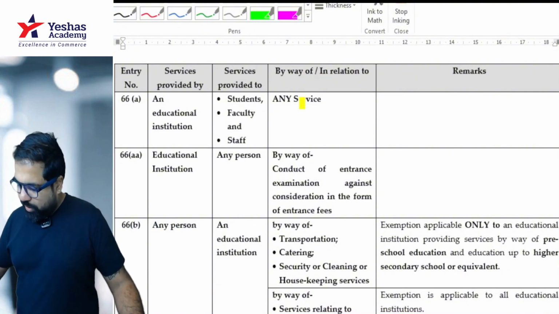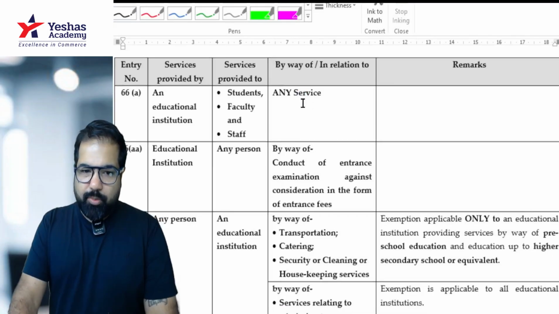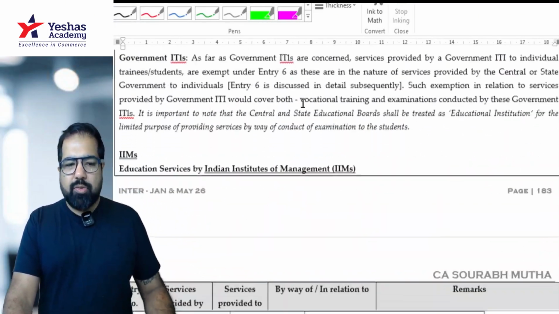Now let's move ahead to the next one. Let's see which is the next one. This is the Q&A book. Okay. Even if we've done it, we'll talk about the main part so that you are well versed with it.